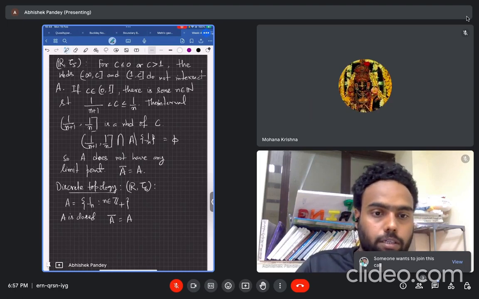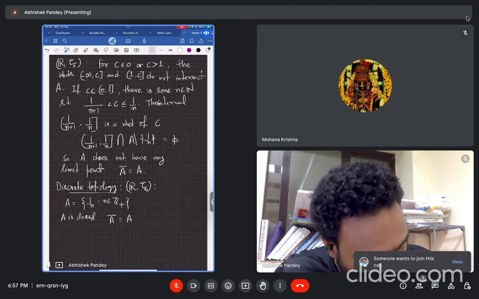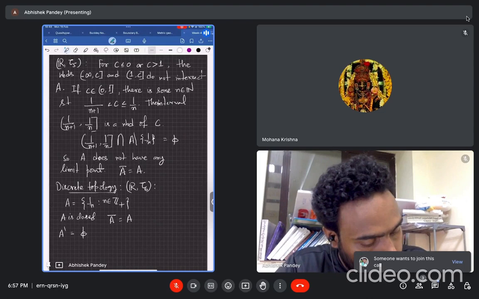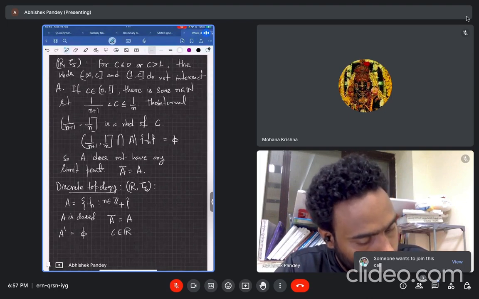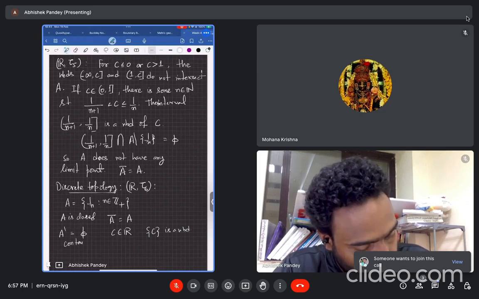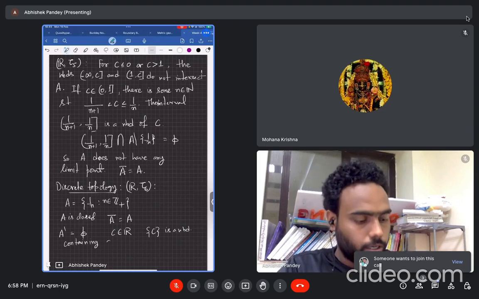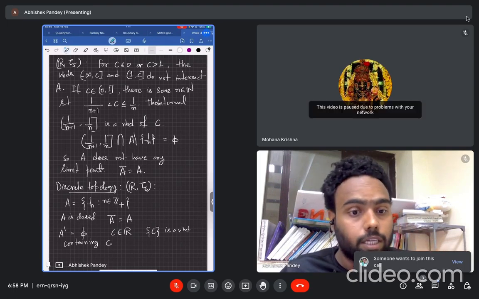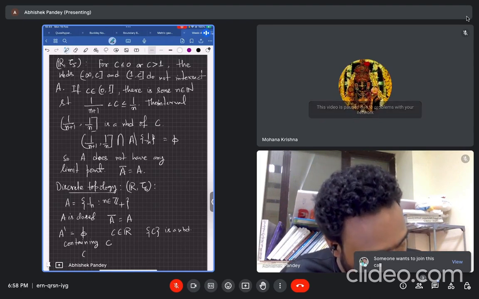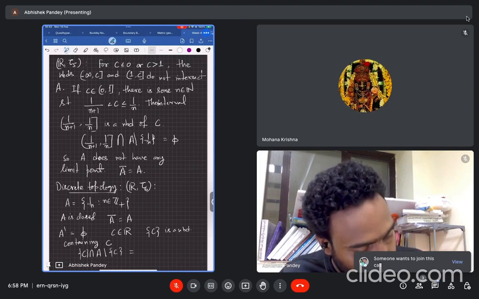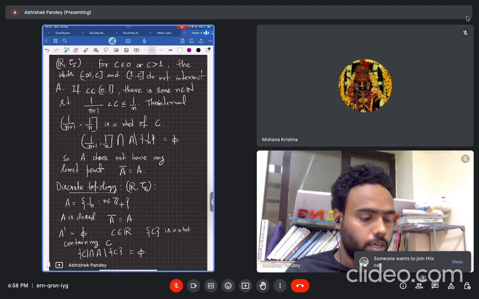Limit point, if you take A dash, this is nothing but phi for A in this case, because if you take any point c belongs to R, then the singleton c is a neighborhood containing c. Now if c doesn't belong to A, this is not going to intersect. If c belongs to A, then c intersection A minus c is phi, so it doesn't intersect. So in the discrete topology it does not have any limit point.